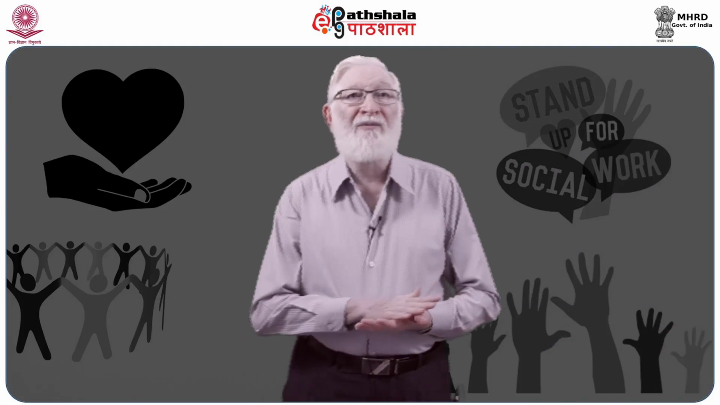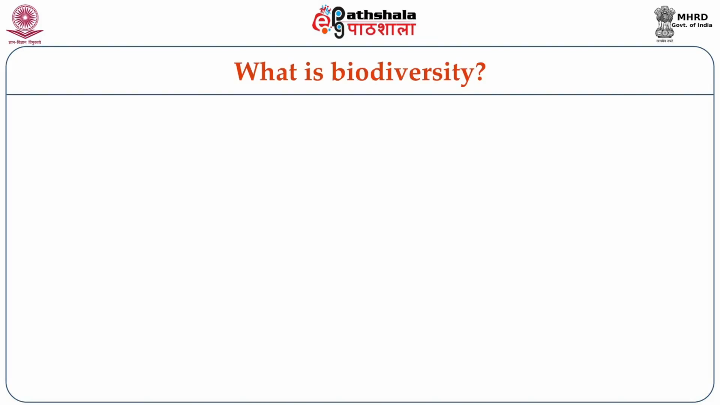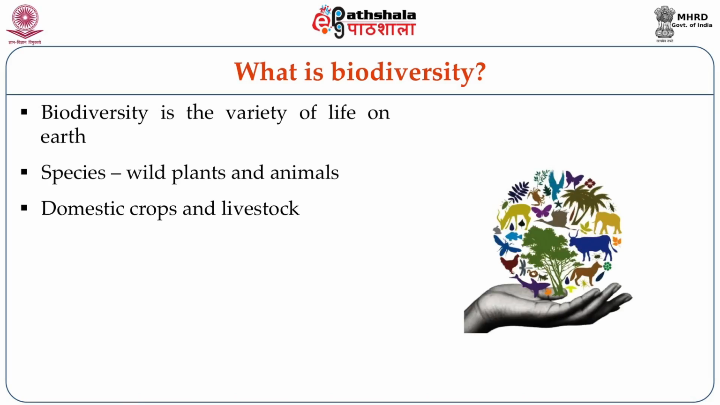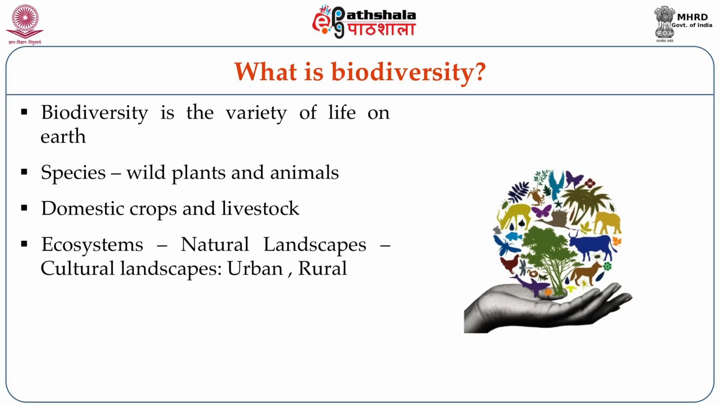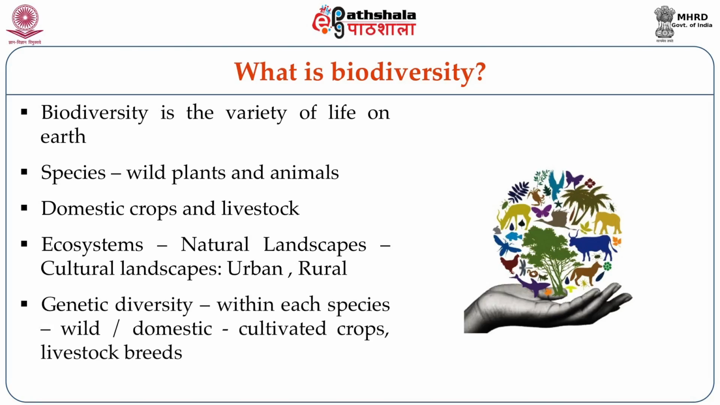So the session is going to tell you what is biodiversity. Biodiversity is really the variety of life on Earth. It deals with species, wild plants, wild animals, but also domestic crops and livestock. And it deals with ecosystems and natural landscapes and the cultural landscapes which human beings have created over time, both rural and urban. We also are concerned with genetic diversity within each species, wild, domestic, cultivated crops, livestock breeds, and of course, us humans as well.